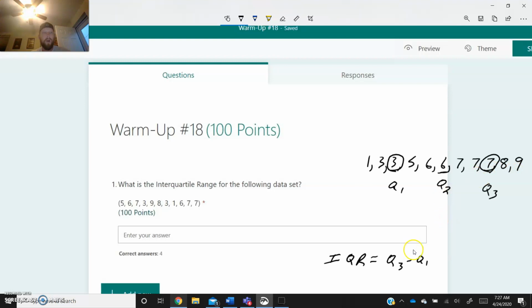With the formula that I wrote out down here, it is going to be quartile 3 minus quartile 1. So all it is, is 7 minus 3. That's how I would solve this problem. It's going to end up being 7 minus 3, which is 4. So my final answer will be 4.